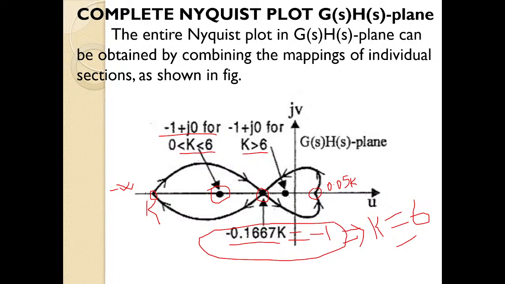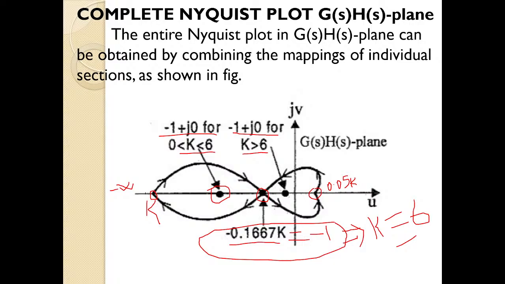If k is greater than 6, then the -1 plus j0 point will be nearby to the origin, that is, on the right side of your intersection point. I hope you have understood. If k is less than 6, the -1 plus j0 point is on the left side of your intersection point because it is low. If k is greater than 6, it is on the right side of your -0.1667 intersection point, because higher values will be nearby to the origin and lower values will be away from the origin. That's the reason.